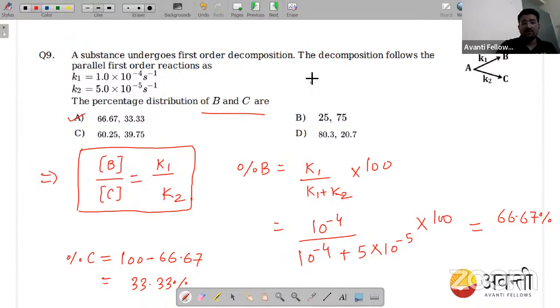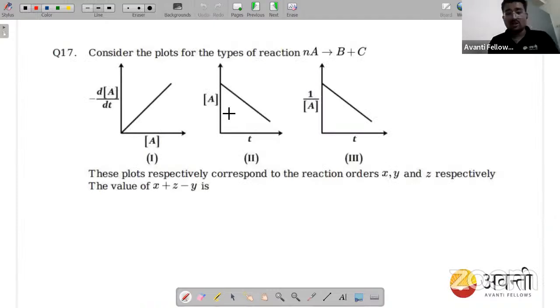Now coming to the next one. This is also an important graphical question for chemical kinetics. You can see here, consider the plots for the types of reaction. We are given three plots: first, second, and third. What we have to calculate is the value of x plus z minus y. Here x, y, z are nothing but the orders of reaction with these plots. So for the first plot, the order is x, for the second the order is y, and for the third the order is z.